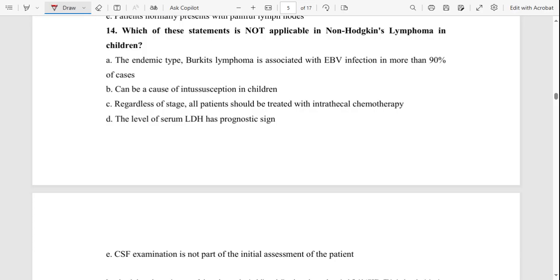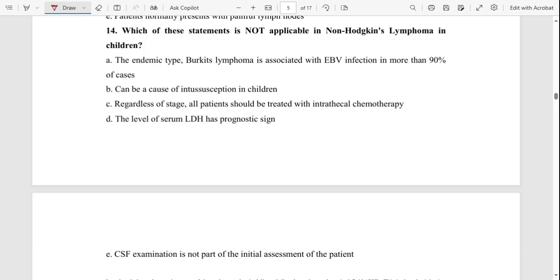In non-Hodgkin's lymphoma, it's going to arise from either the B cells or the T cells, and it has got subtypes. There is Burkitt lymphoma, which is associated with Epstein-Barr virus. There is diffuse large B cell lymphoma, and lymphoblastic lymphoma. Lymphoblastic normally comes from the T cells, and then anaplastic large cell lymphoma.